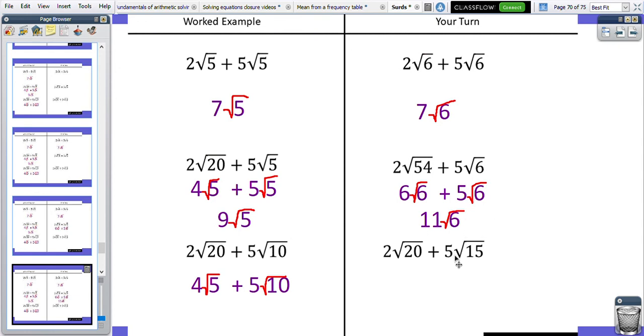In this last question, I can simplify my first surd because 20 has a square number factor of 4, but I can't simplify the second surd. So what I do, I simplify this first term, and that second one just stays as it is, and that's my final answer. There's nothing else I can do because I can't simplify either surd any further, and I don't collect them up together because root 15 is different to a root 5.